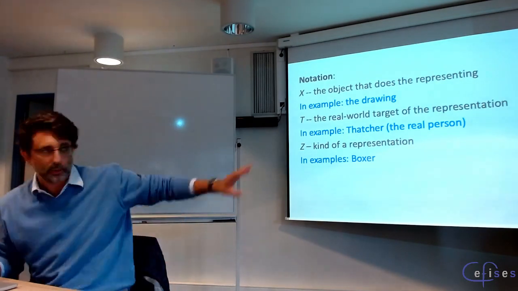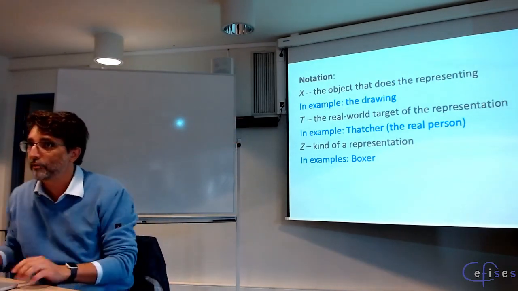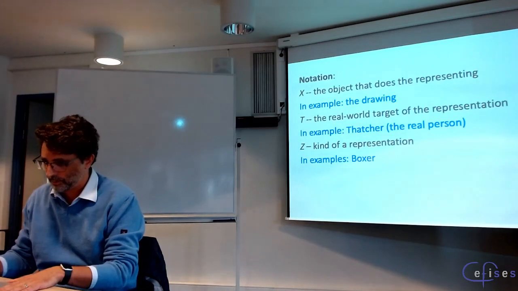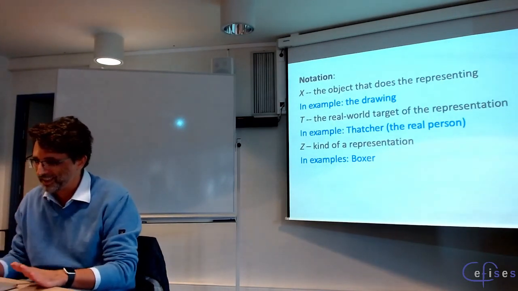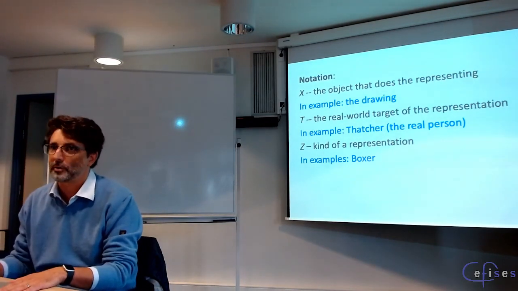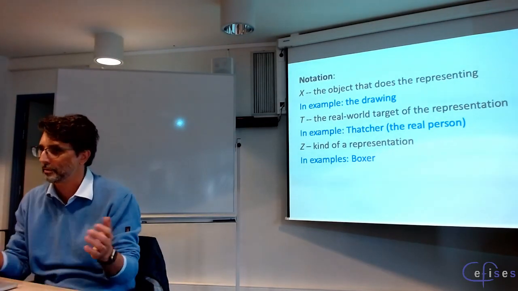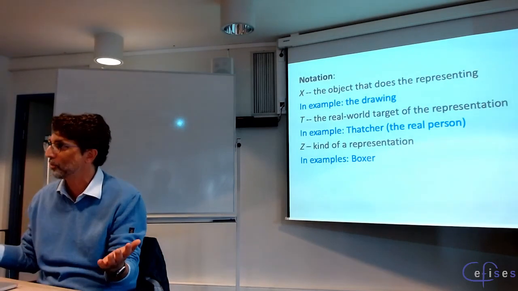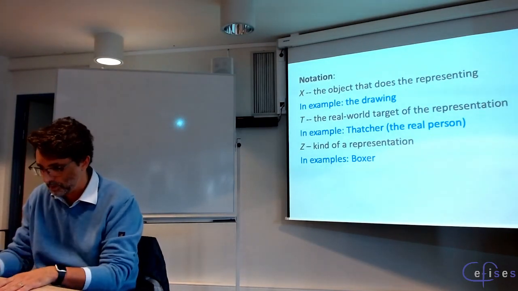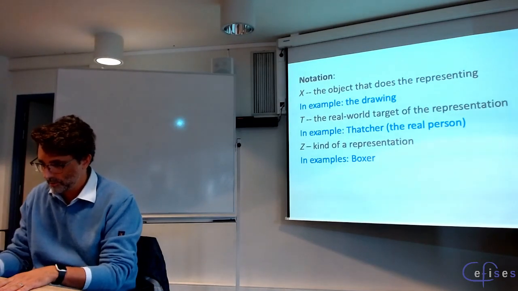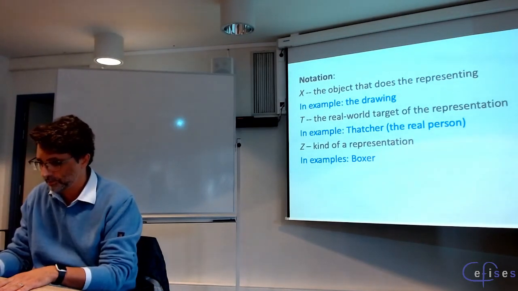So I hope that these two are intuitive enough. The next on the list is one that needs a bit more explaining, and I'll come to that. So Z is the kind of the representation. In the caricature at the beginning, this would be the boxer, for instance, because the caricature of Thatcher would be a boxer representation. And so that's the third element of the account.